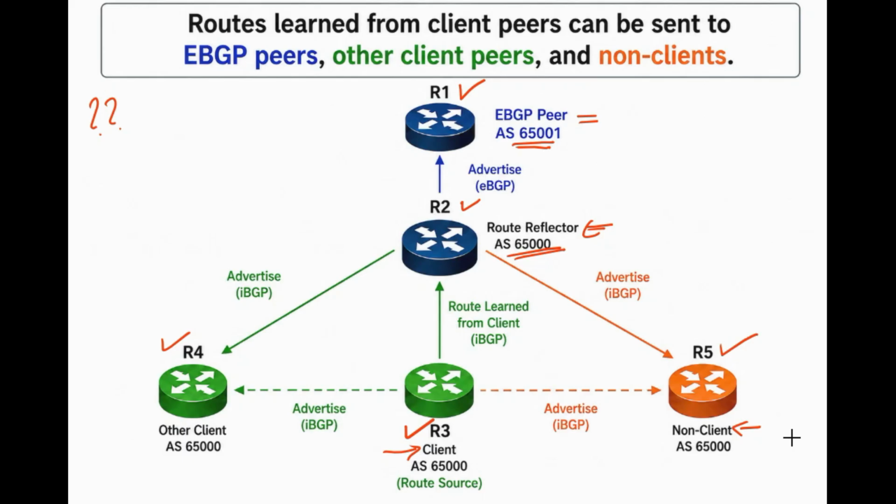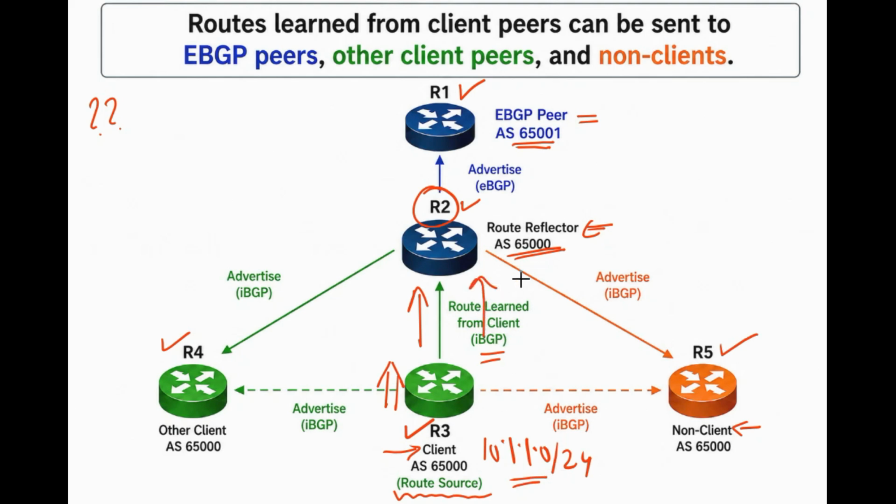Let's start with the route learned from router R3, which is acting as a client peer for the route reflector. In this diagram, R3 is the client and it is the source of the route. Let's assume the client advertises a route to the route reflector, R2. The route reflector receives that route through iBGP. For example, suppose R3, the client, advertises the network 10.1.1.0/24 to the route reflector.